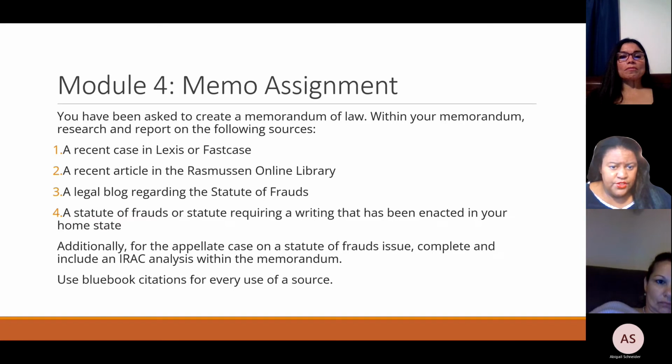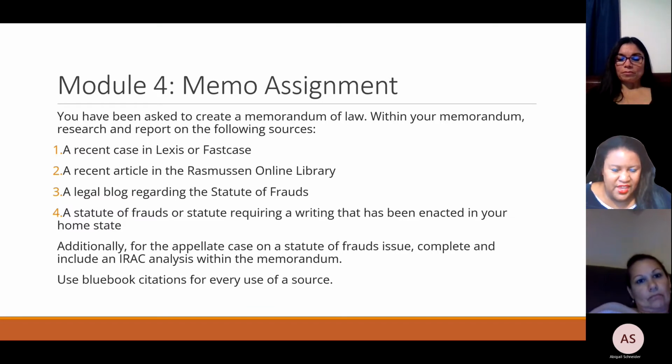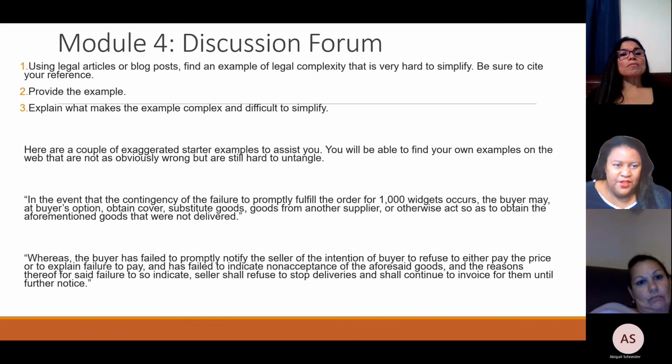For the appellate case on the statute of frauds issue, complete and include an IRAC analysis within the memo. So that's number 1. When you find that case in Lexis or Fastcase, you'll want to do an IRAC of that case. That means you identify the issue in that case, the rule in that case, the court's analysis in that case, and the court's holding in that case. Any questions about that memo?